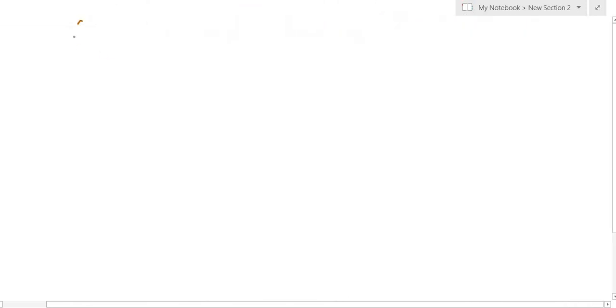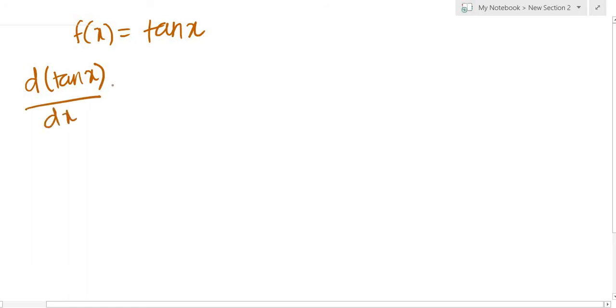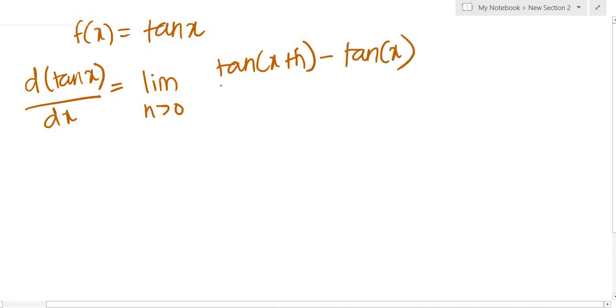Let's do another trigonometric function. Say f of x equals the tangent of x. So the derivative of the tangent of x with respect to x is the limit as h goes to 0 of tan of x plus h, again the RHD condition, minus tan of x, all over h. Now we don't have an official formula.